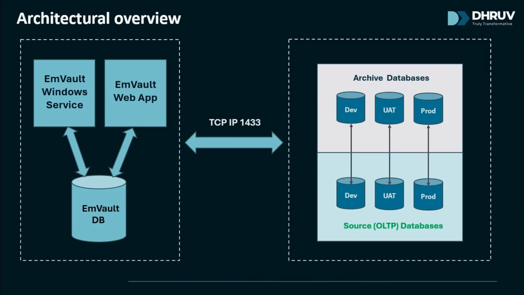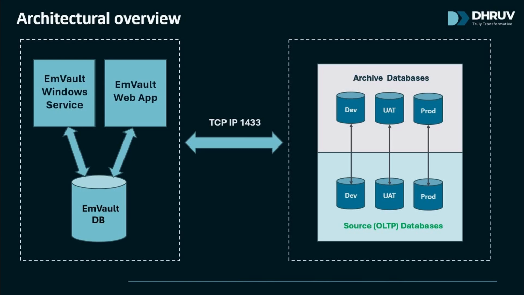Now let's look at the architecture overview of EmVault. EmVault is made up of three main components: the web application, the Windows service, and the EmVault database, all working together as one powerful solution. The web application allows you to configure database connections, tables, relationships, and rules, and to monitor and manage all jobs, including archive, purge, restore, and rollback in real time.